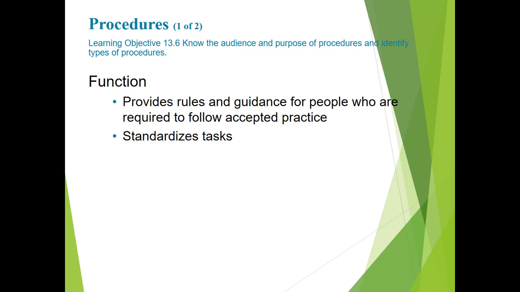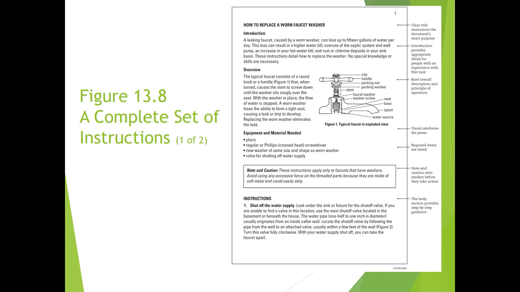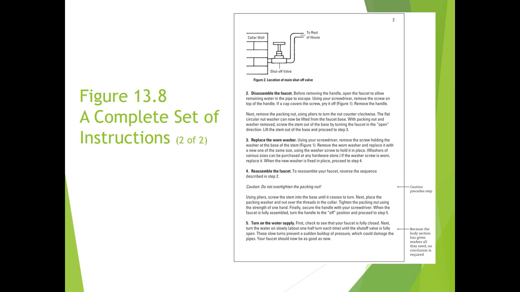So procedures are everywhere. Here's a complete set of instructions: how to replace a worn faucet washer. There's a title, and you'll see an introduction, overview, and body. There's also a note and caution. The caution is called out with a box so people can see it. You have equipment and material needed, all the things that should make it relatively easy to figure out. There's the second page. Those are all the things you want to do. Caution: do not over tighten the packing nut, which is always a bad idea.